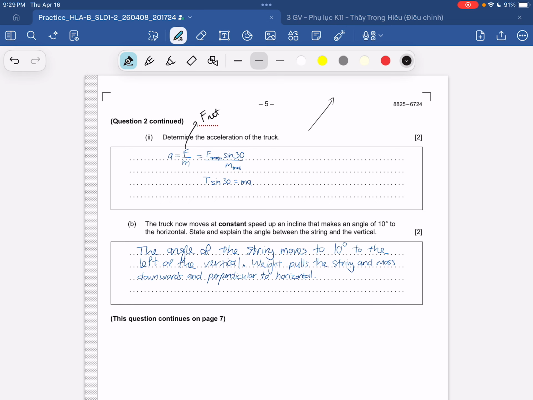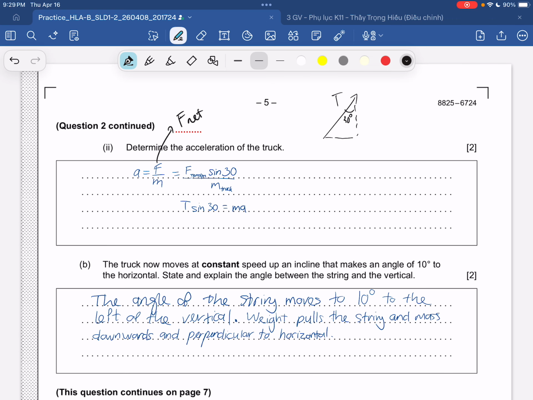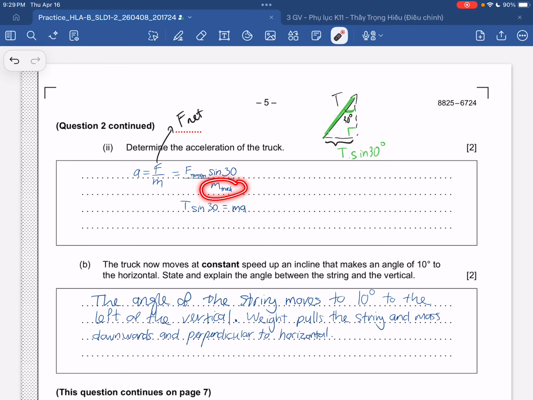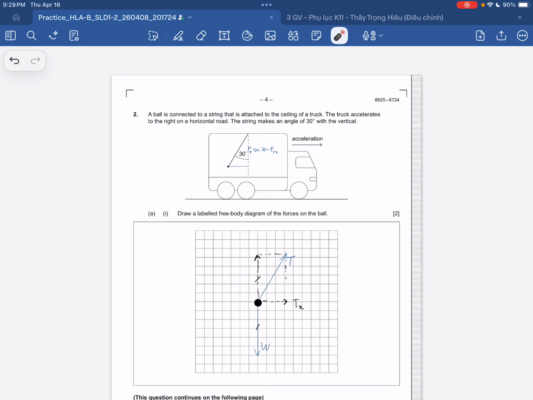Why? Because this is the tension, and this is the component, right? We know this angle here to be 30 degrees. This is a right triangle, so this one should be the hypotenuse. The component is the hypotenuse times sin 30 degrees, because this one is the side opposite to the angle. So you got this one. Then you should plug in the mass of the truck, and from there you can solve for the acceleration, right? But another thing, we don't know the tension yet.